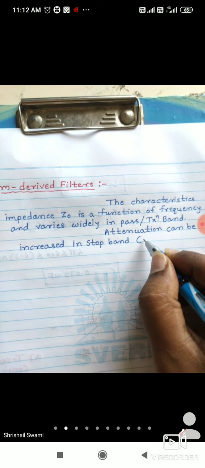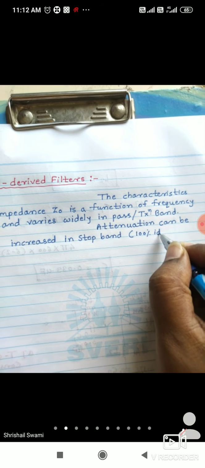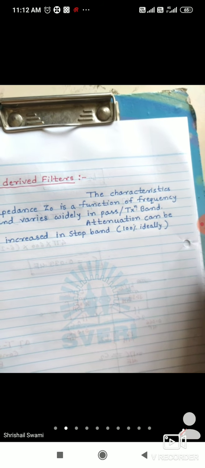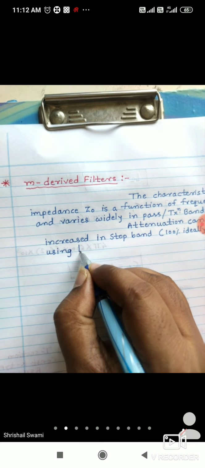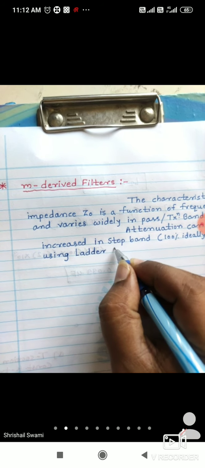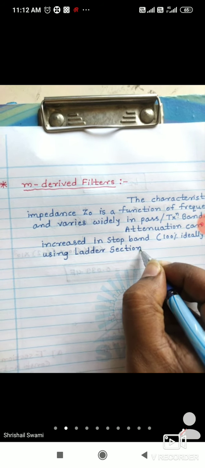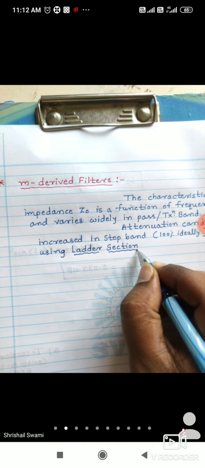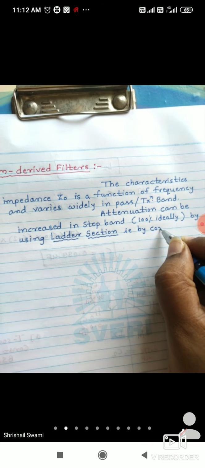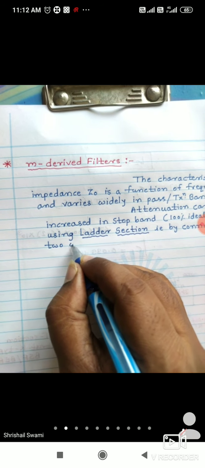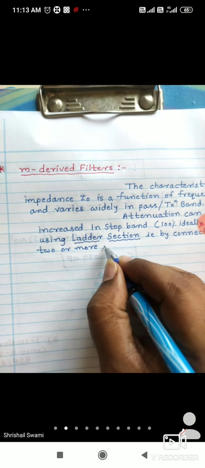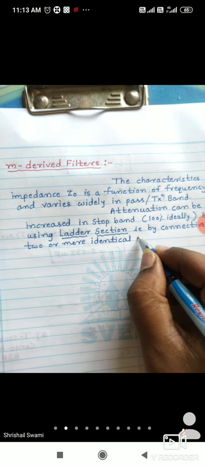In stop band, we can say 100% ideally by using the ladder section. Ladder section means the extra modification. That is by connecting two or more identical sections. Ladder section म्हणजेच काय? Two or more identical sections.